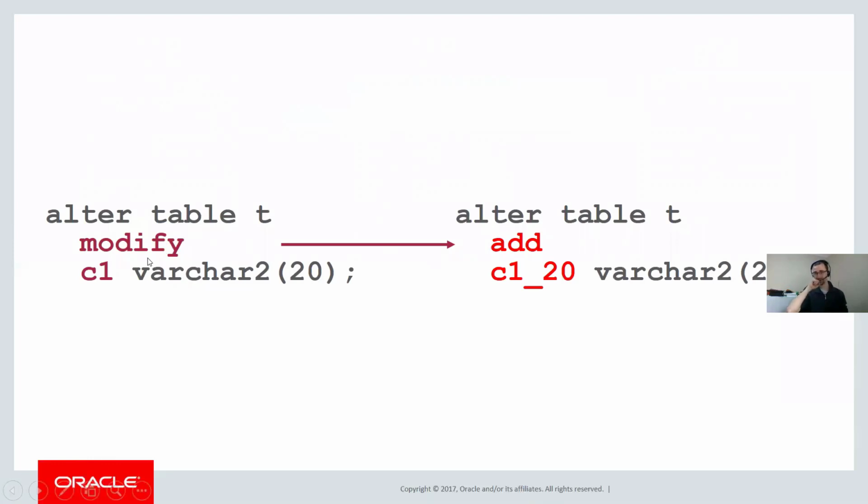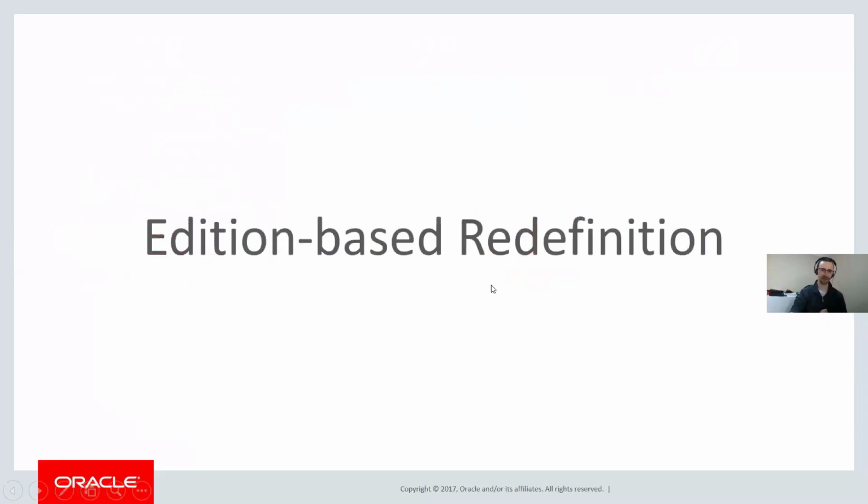So we've increased the size of our column, but now we've got two columns, and we need to find some way to switch the application to go from the old to the new, and we also need to copy all the old data over. Yeah, so kind of complicated, right? Well, as Yuda's been hinting at for a while, there's this really cool technology we've got called edition-based redefinition, which can help you with this. So this is designed to enable you to do zero downtime database releases, whether that's schema changes or PL SQL changes.